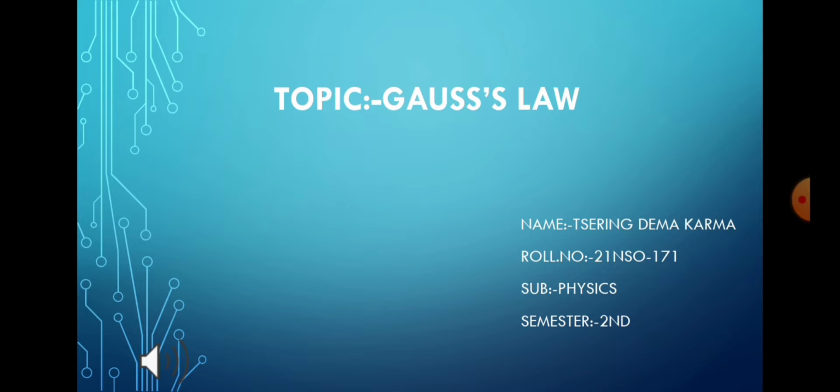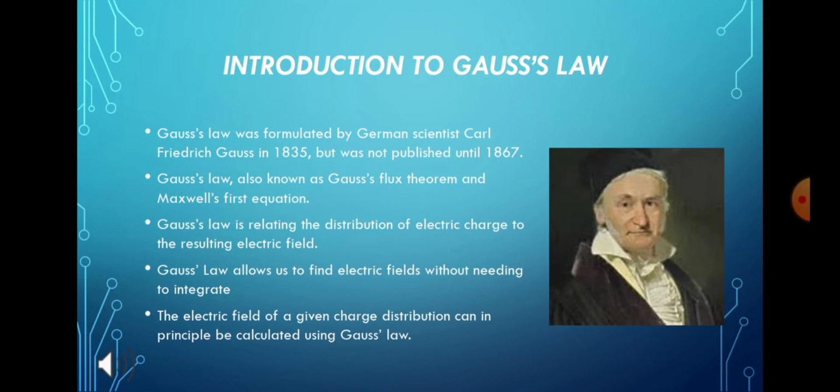Today in this video, I am going to talk about Gauss law. First of all, introduction to Gauss law. Gauss law was named after German scientist Carl Friedrich Gauss in 1835 but was not published until 1867. Gauss law is also known as Gauss flux theorem and Maxwell's first equation.